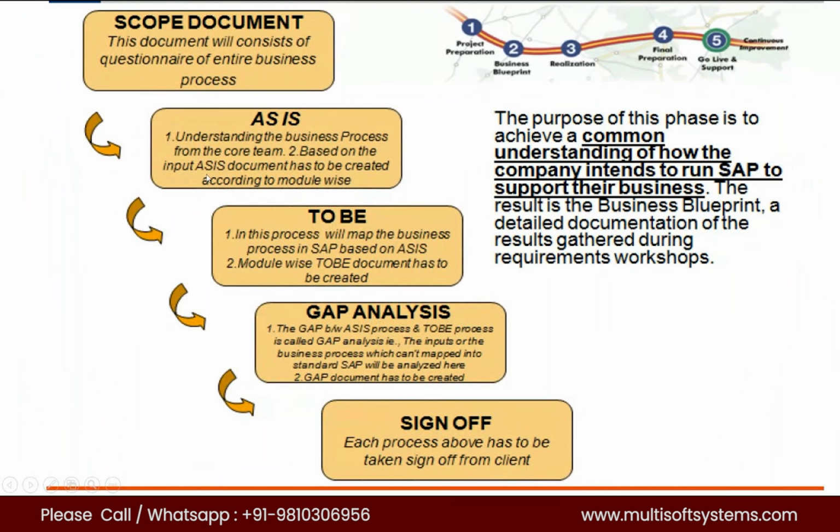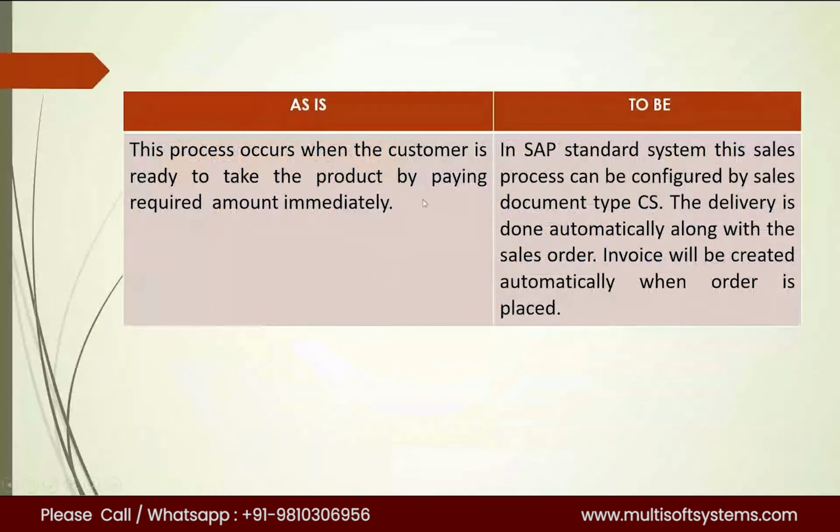Understanding the business process from the core team based on the input, as-is and to-be documents have to be created module-wise. For each module that we prepare, in the to-be document we map the business process in SAP based on the as-is. Once the as-is and to-be documents are prepared, what is the to-be document? As I told you, how this business process can be achieved through standard SAP configurations and standard SAP functionality. Standard means whatever is available as of now, provided by SAP. Predefined functionalities are called standard functionalities or available functionalities.